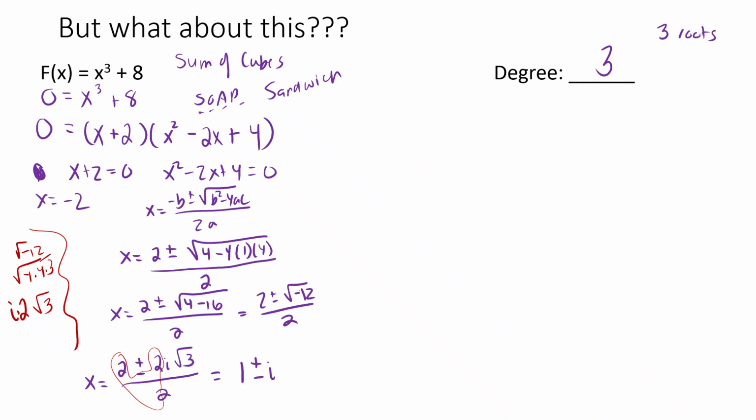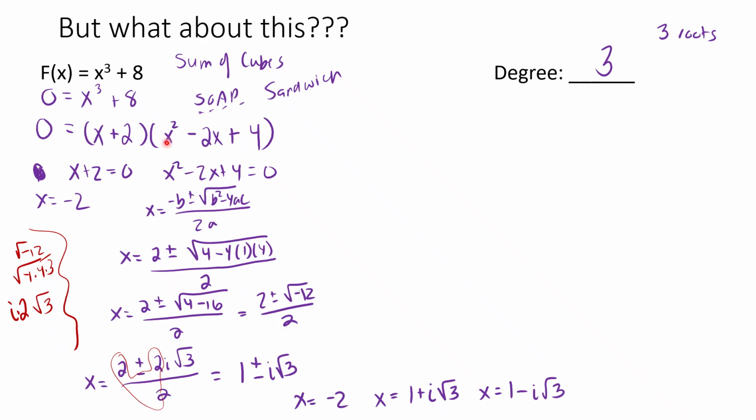I root 3. Okay, so the 3 roots are this. We've got a real root at x equals -2. We have a complex root at 1 plus i root 3, and then we have another complex root at 1 minus i root 3. Usually it's going to be written like this, okay? Usually we would not split it up. We would keep the plus or minus in it for efficiency reasons.